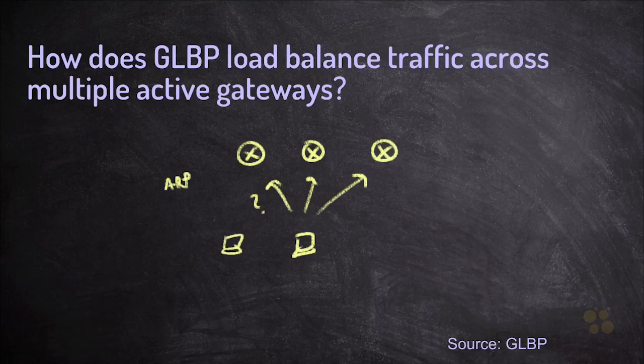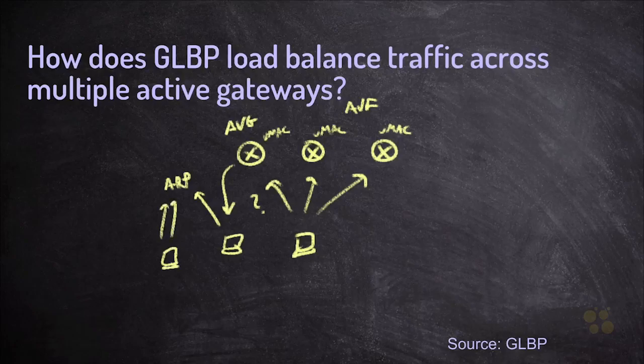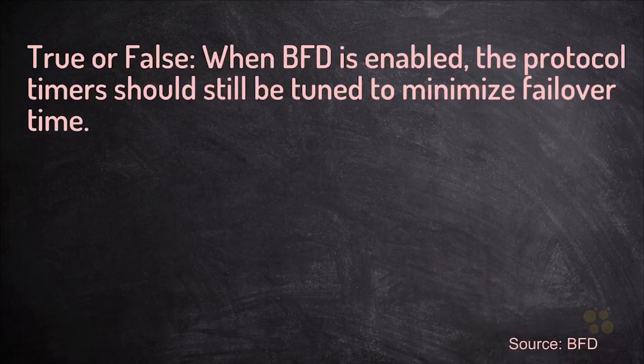When a new client comes online and submits an ARP request, the Active Virtual Gateway, or AVG, is going to respond to that ARP request with one of the virtual MAC addresses that belongs to all of the active virtual forwarders, or AVFs. So as more clients come online and continue to send ARP requests, the AVG will respond to those ARP requests with different VMACs from the different AVFs, and thereby load balancing our traffic across all of these different gateways.